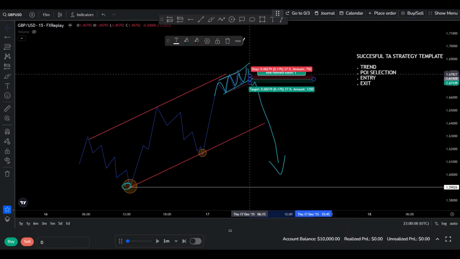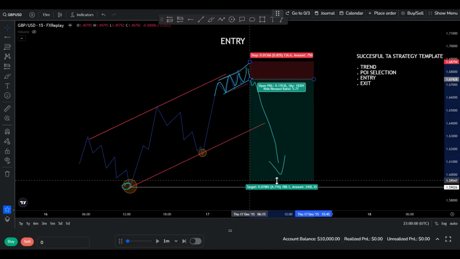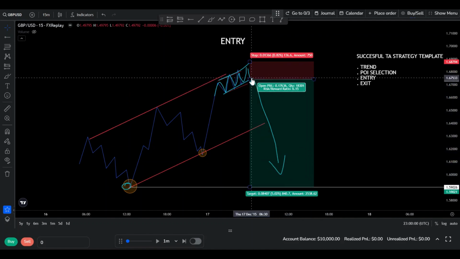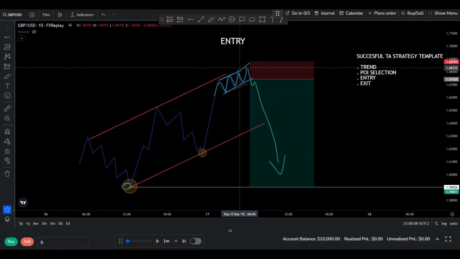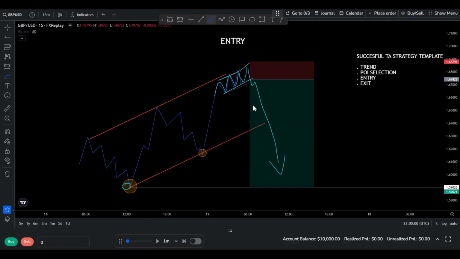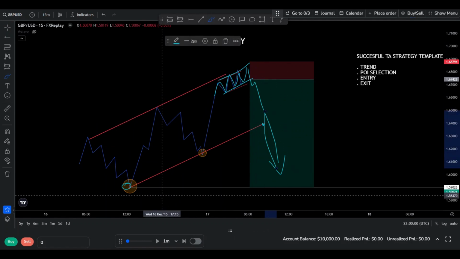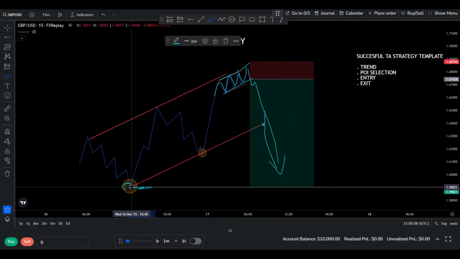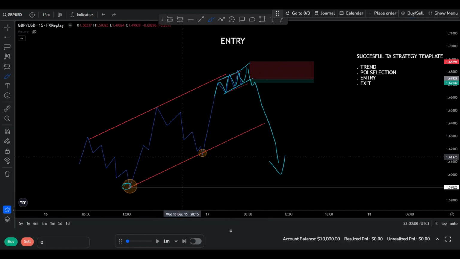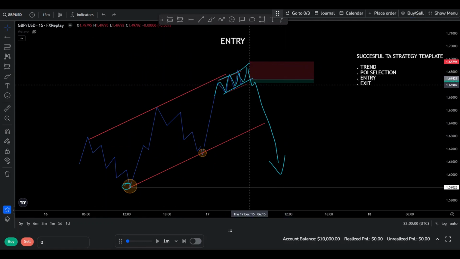You enter at the break of that smaller pattern you see on your second dimension time frame, and after entering there, you set your stop loss above the pattern, anticipating that at the third touch, price will finally break and continue going lower, targeting the low of the overall pattern. So that's literally how you enter trades.